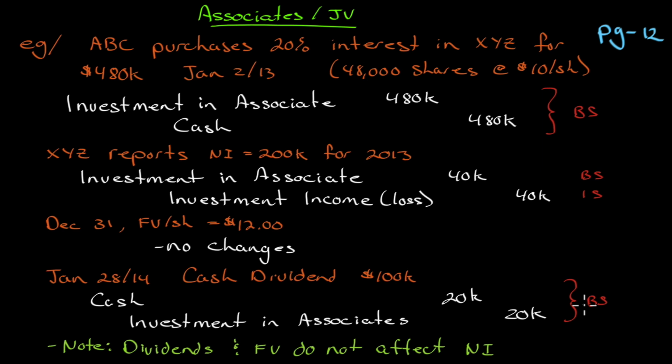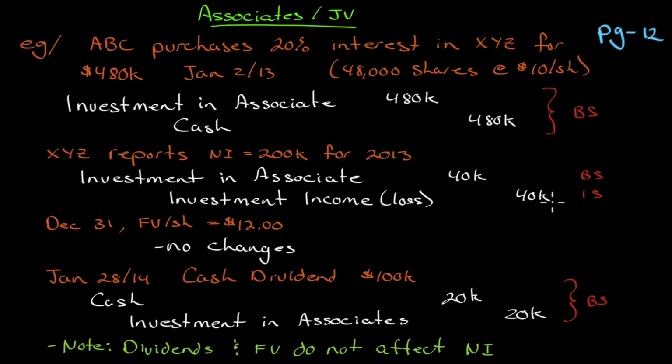Notice something here. This is really important. Dividends and fair value do not affect net income. Dividends increase our cash, but reduce our investment in associates. So what is our investment? It was 480. We added 40. We're at 520. We took off 20. It's now on the balance sheet at 500.